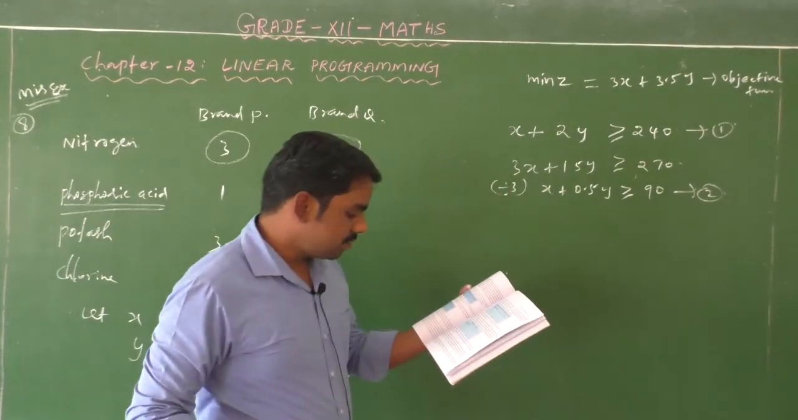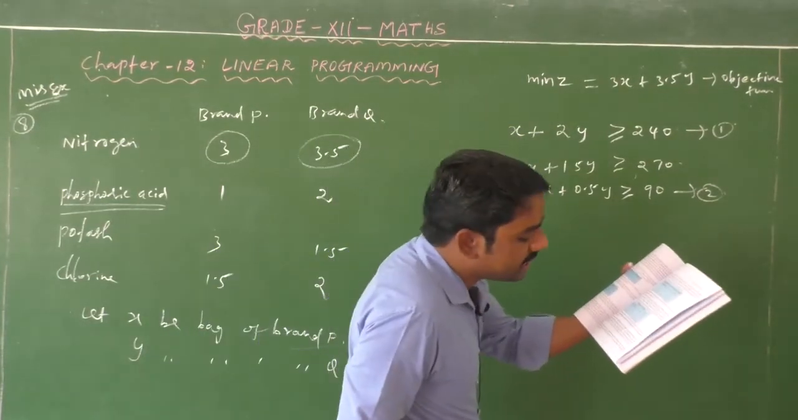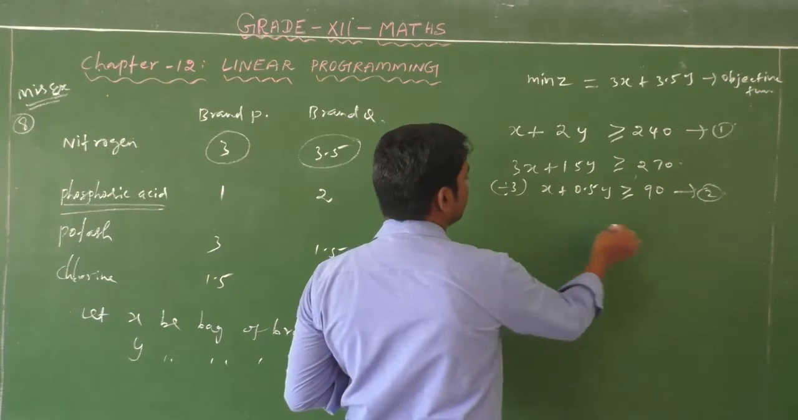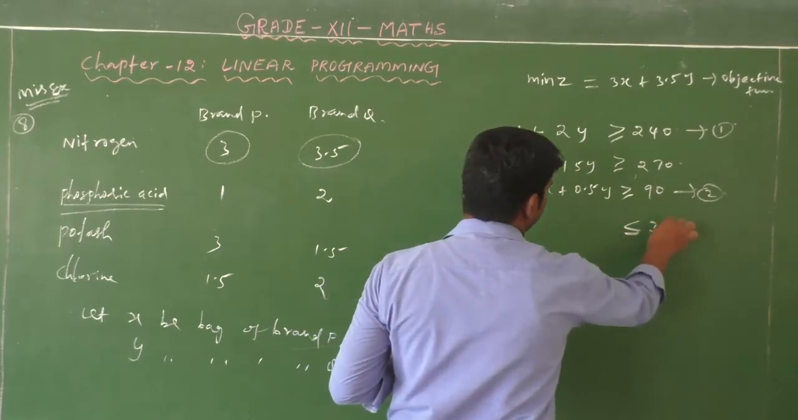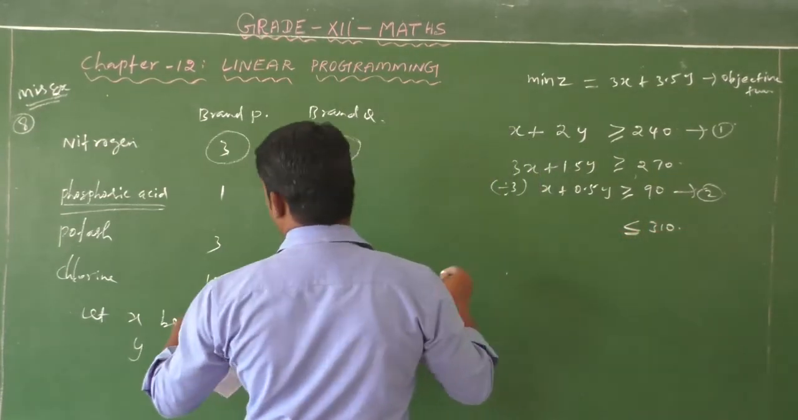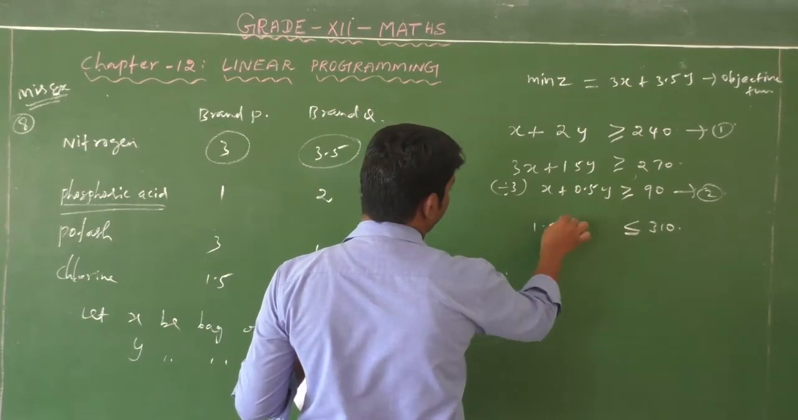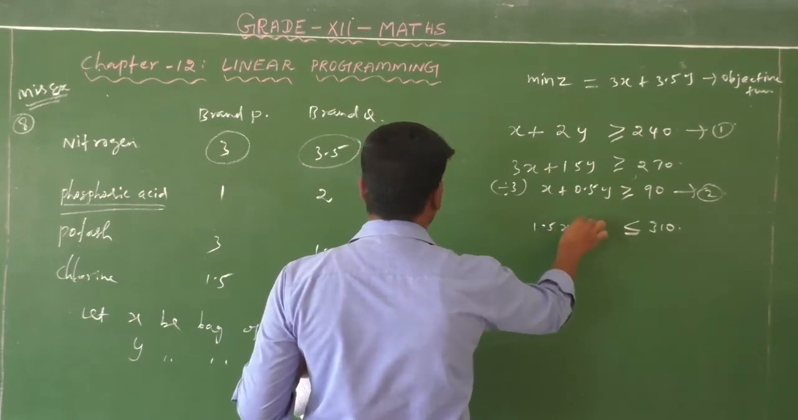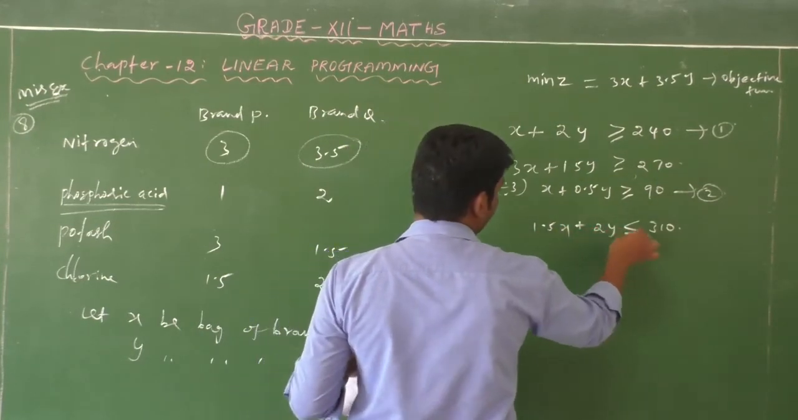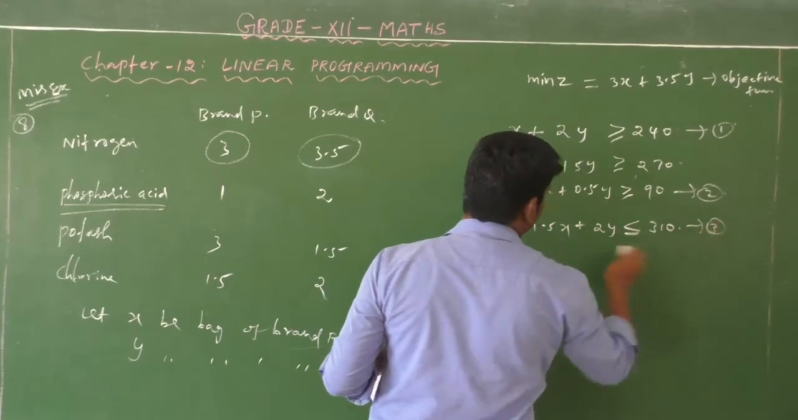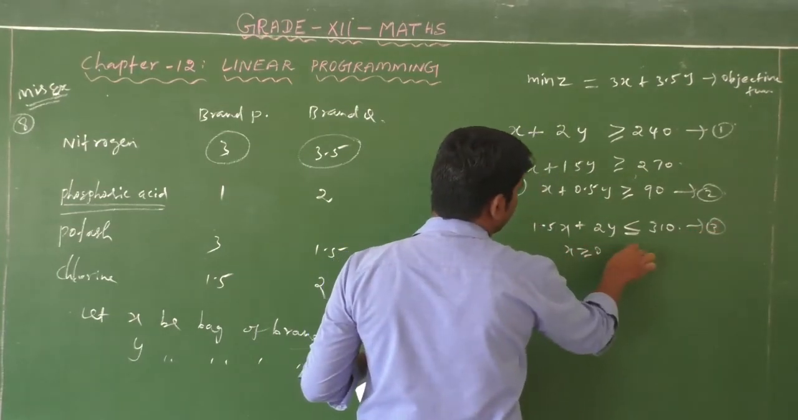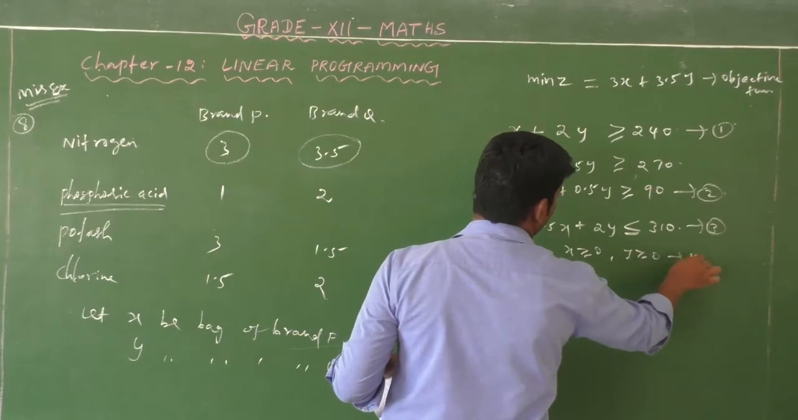Third constraint, at most 310 kilograms of chlorine. At most means less than or equal to 310. Chlorine has 1.5 in brand P, so 1.5x plus 2y is less than or equal to 310. This is the third constraint, and x is greater than or equal to 0 and y is always greater than or equal to 0. This is the fourth constraint.